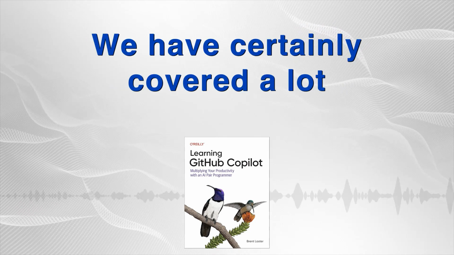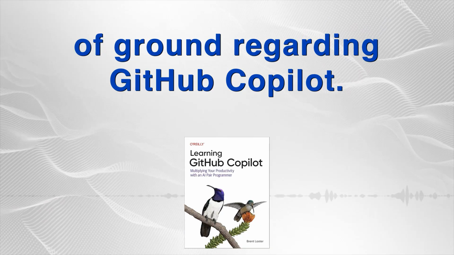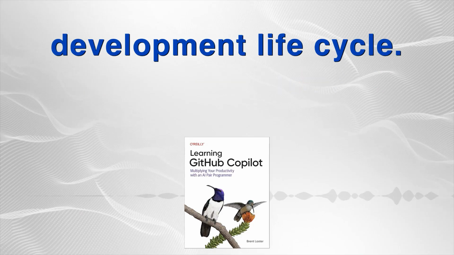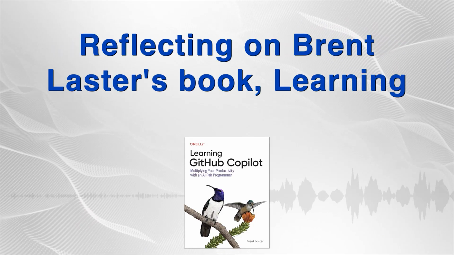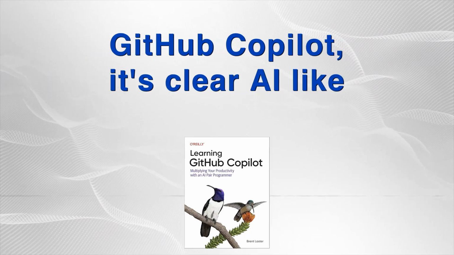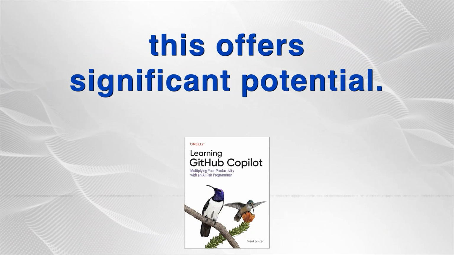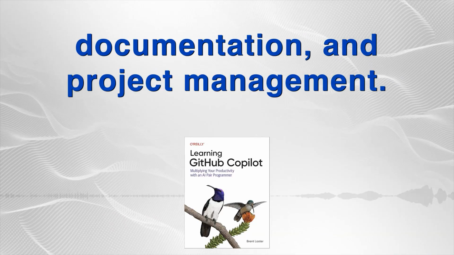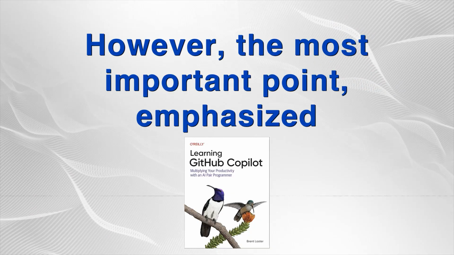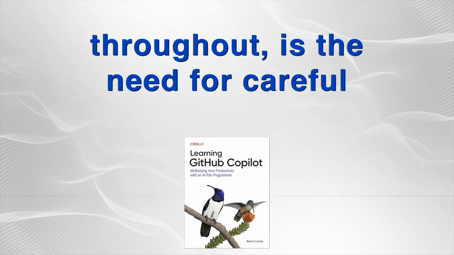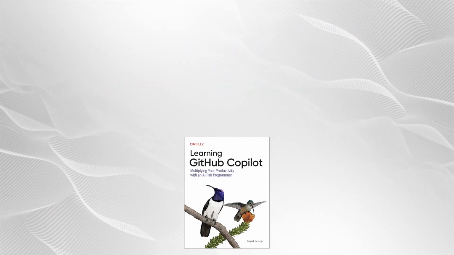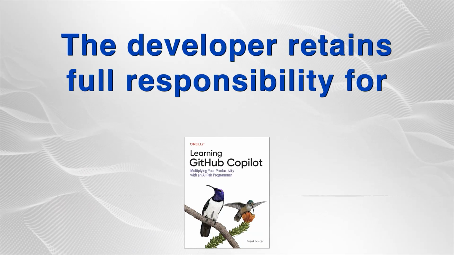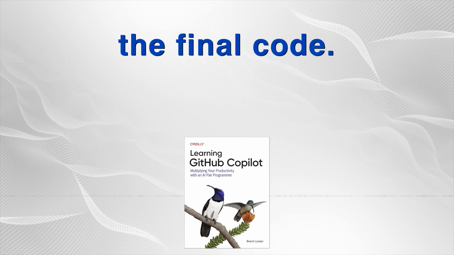We have certainly covered a lot of ground regarding GitHub Copilot. It's evidently a very capable tool, impacting many parts of the software development lifecycle. Reflecting on Brent Laster's book, Learning GitHub Copilot, it's clear AI like this offers significant potential. It can help with coding, testing, documentation, and project management. However, the most important point, emphasized throughout, is the need for careful review. You must always validate Copilot's output. It's an assistant. The developer retains full responsibility for the final code.